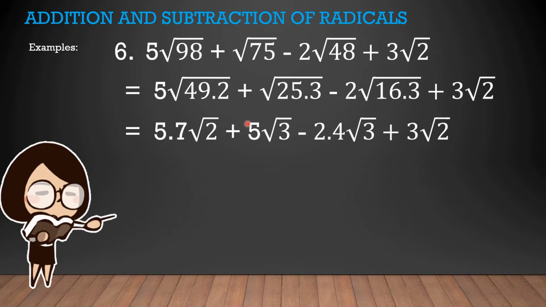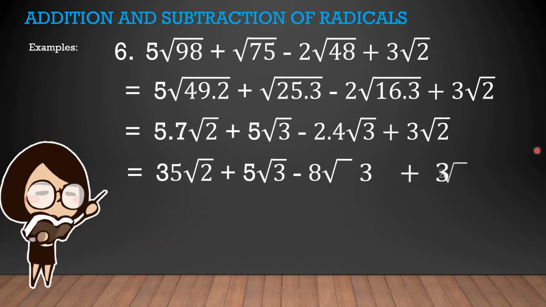The square root of 25 is 5, so we have 5 square root of 3. Then the square root of 16 is 4, so we have 4 times 2, square root of 3, plus 3 square root of 2. Now, multiply. 5 times 7 is 35, square root of 2.